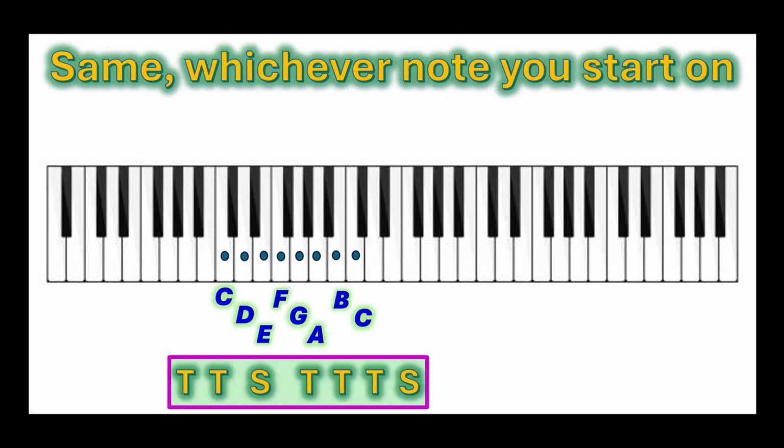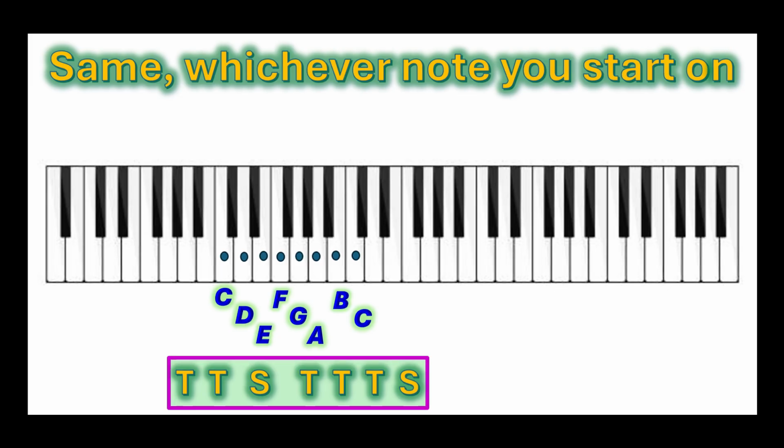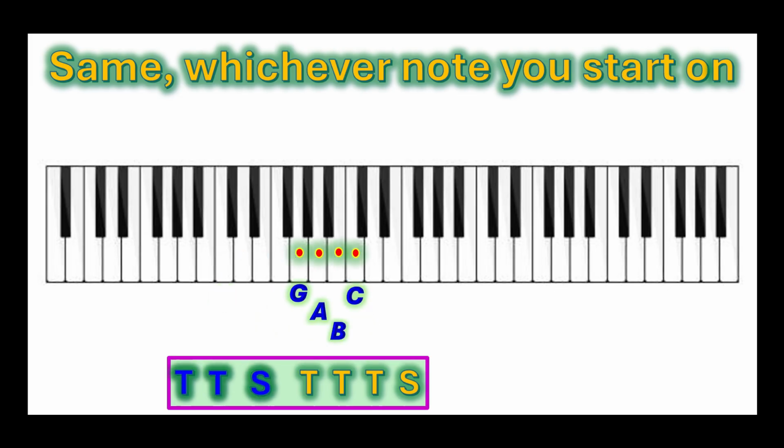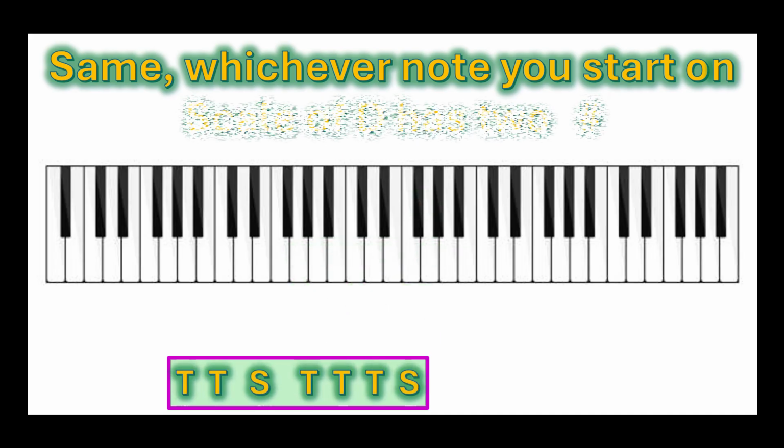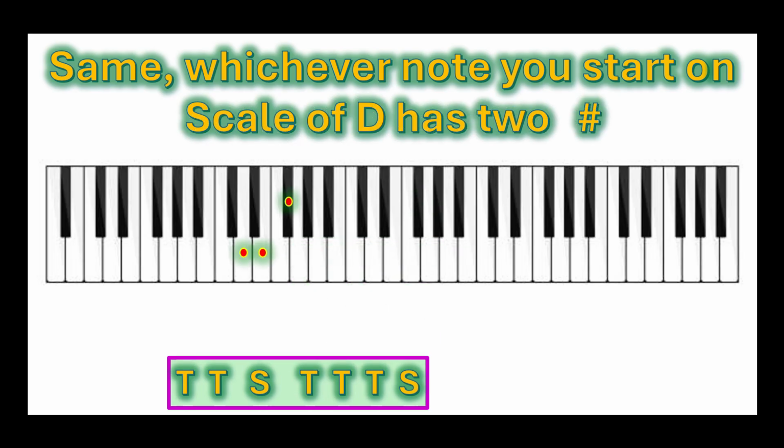But if you go up using those gaps in the scale of G, when you get to near the end, you have to come onto a black note, F sharp. So the scale of G has one sharp note in it, F sharp. If you start a diatonic scale on the note of D, then you'll find, using those gaps, that there will be 2 black notes, F sharp and C sharp. The scale of D has 2 sharps.